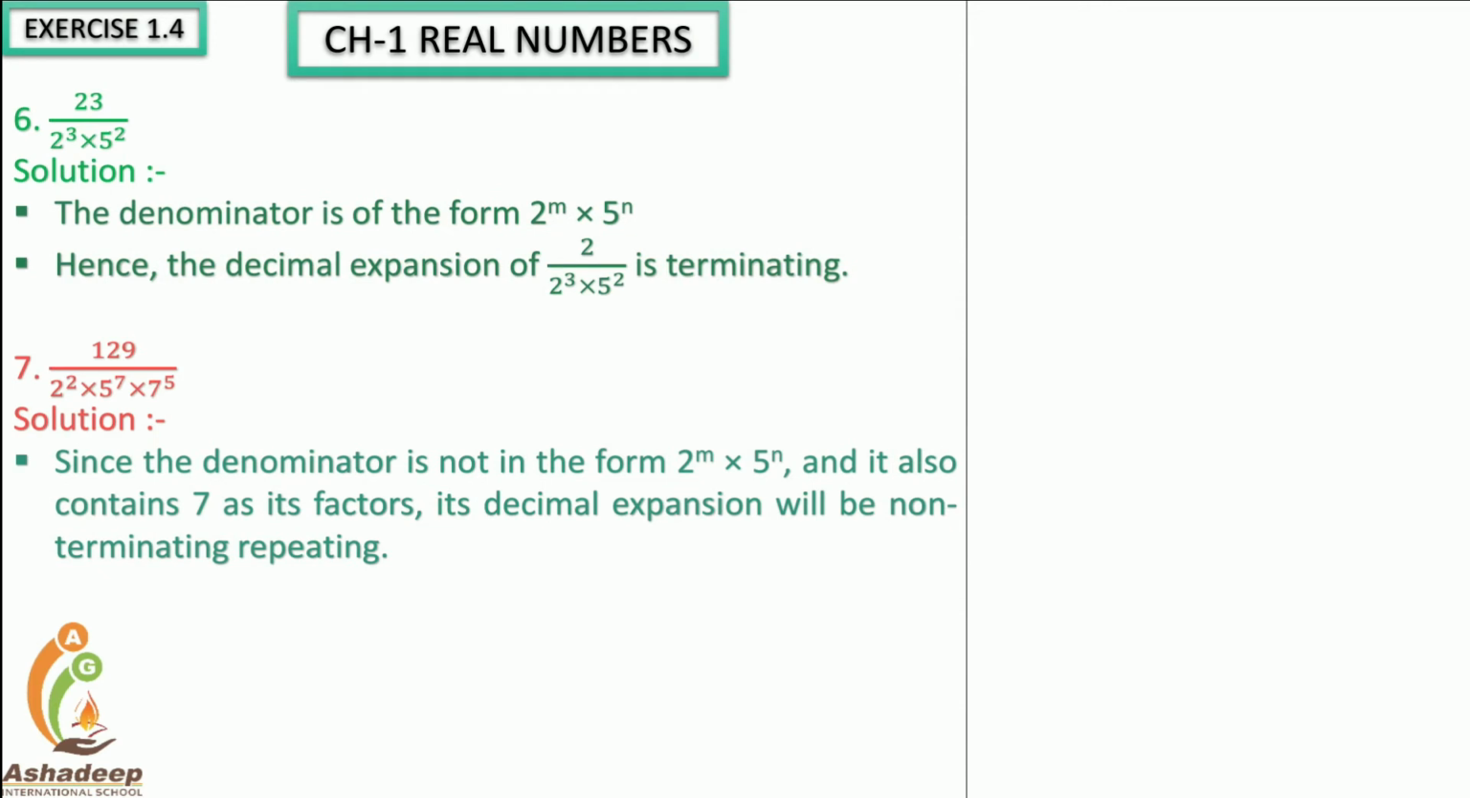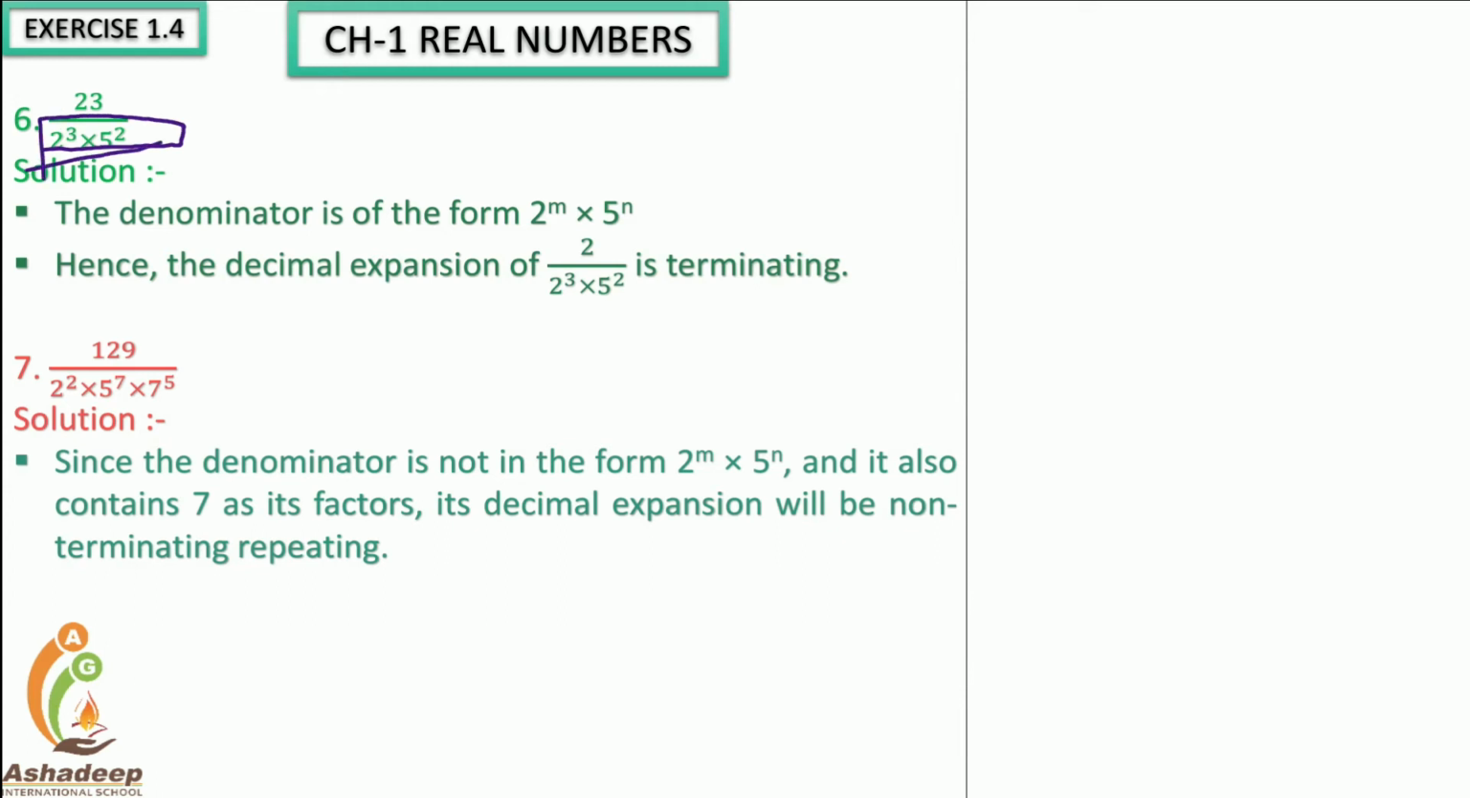Now, let's see another sum, and that is 23 divided by 2 cube and 5 square. In the denominator, there is a 2 cube and a 5 square. So it is in the form of 2 power m and 5 power n. Hence, the decimal expansion is terminating. It is simple. Here it is given directly in the form of 2 and 5.